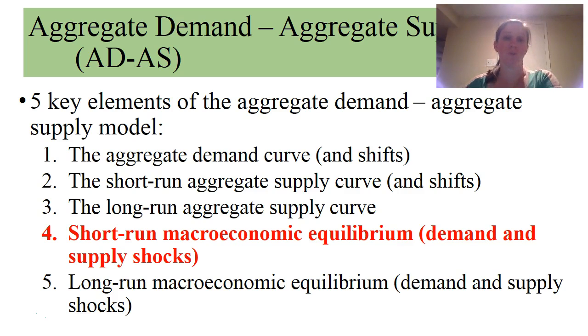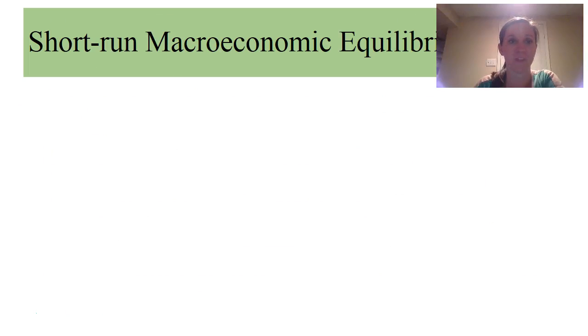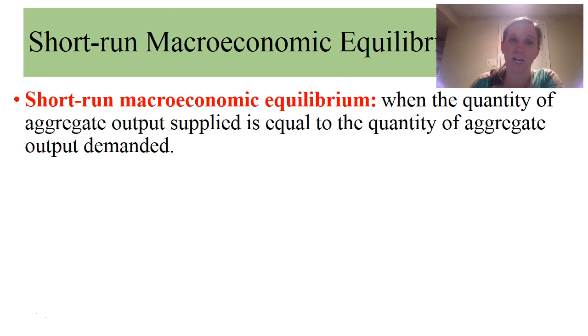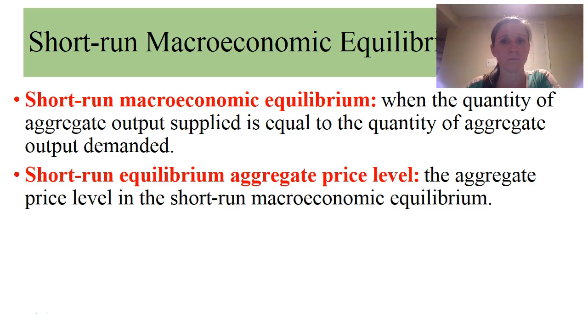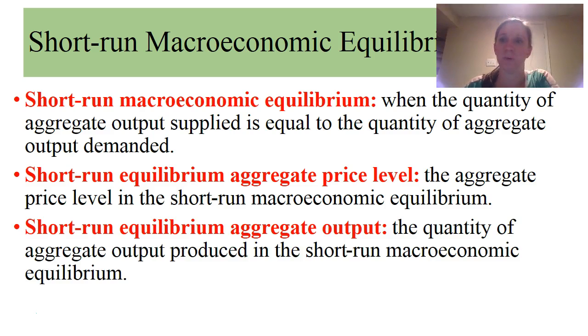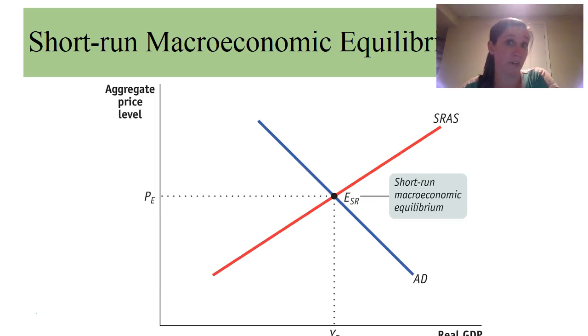So let's talk about short run macroeconomic equilibrium. That's our number 4 on our slide that we have seen 4 times so far. We're going to define short run macro equilibrium as whenever our aggregate output supplied in the short run is equal to our aggregate output demanded, again in the short run. From this, you can get both the equilibrium price level and quantity like we normally do, just in the aggregate. So here's a picture of what your short run macro equilibrium should look like.